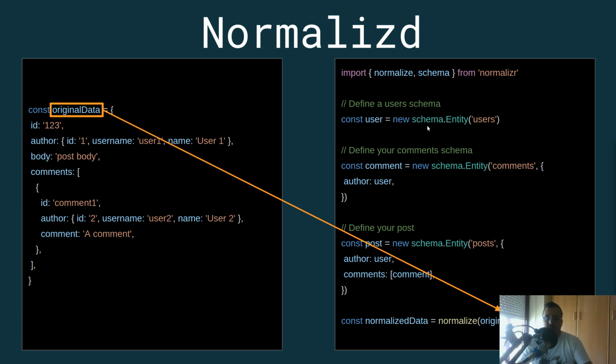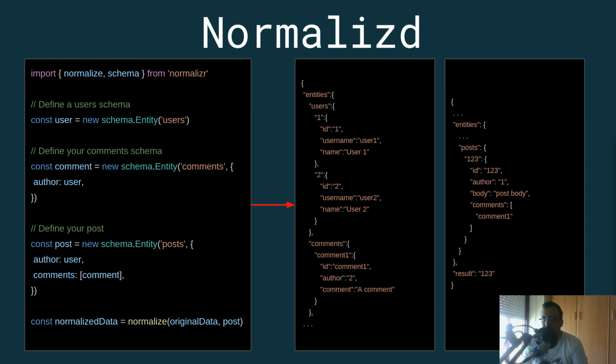We call the normalize function with the original data and this post schema, and we would be seeing the response data. We see that it builds it with an entities object, and this is quite nice information: entities, users, comments, posts. Users by key with an ID, comments with the ID as a key, post with the ID as a key, and the result. And this is the post reference, 1, 2, 3. So we could be rebuilding the objects.